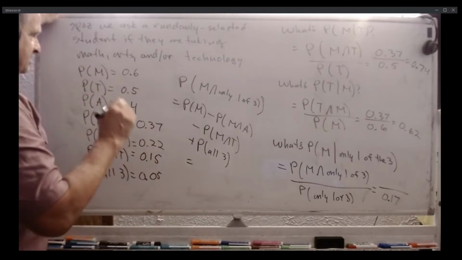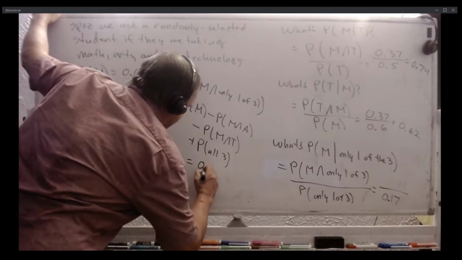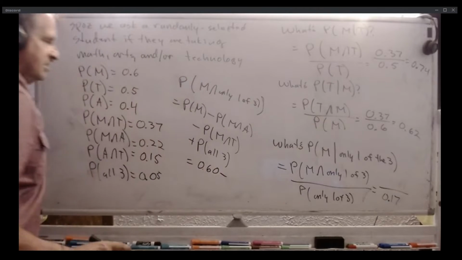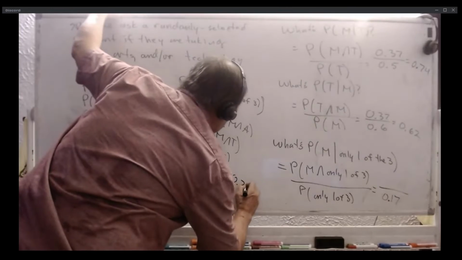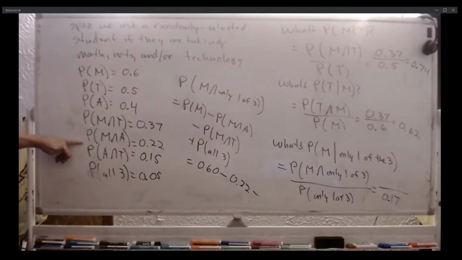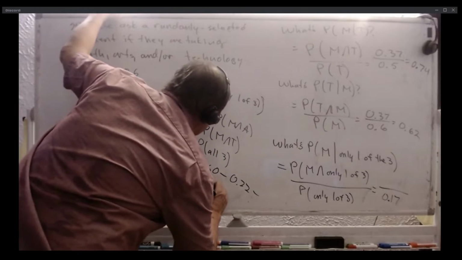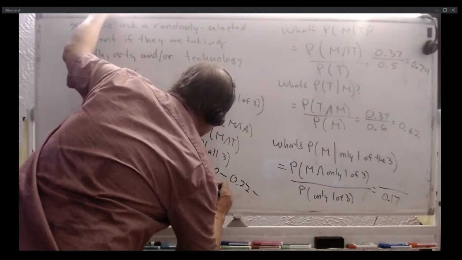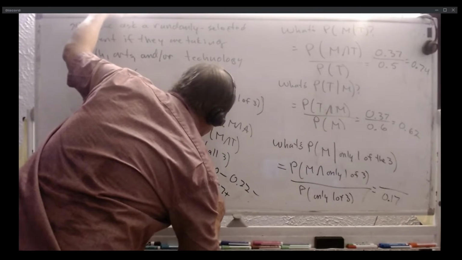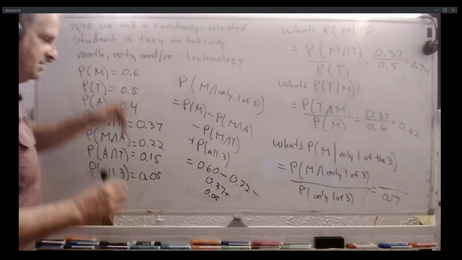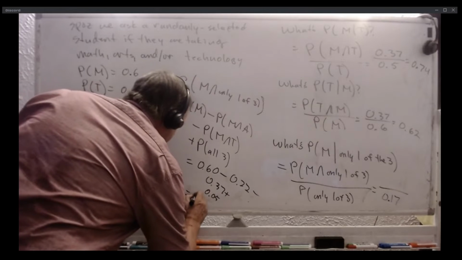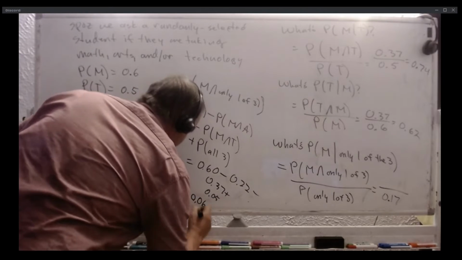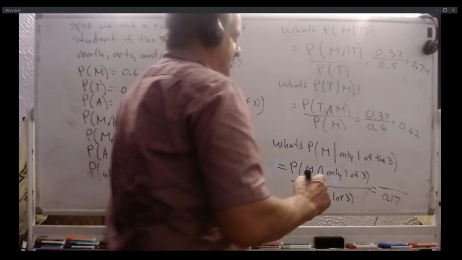Well, let's double check that because I sense some confusion. What's the probability of math and arts? 0.22. Probability of math and technology is 0.37 plus 0.05. So that's going to be 0.6. Is that what you guys said? Yeah, 0.06. Okay, very good, guys. Excellent work.